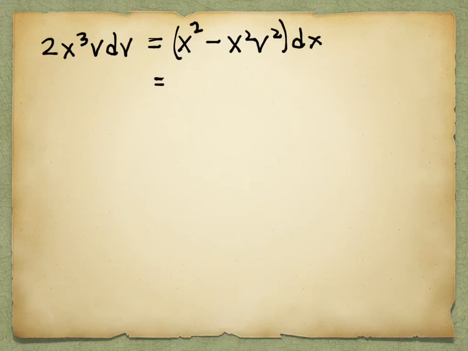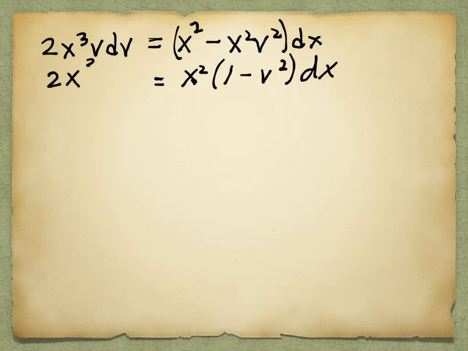I think that square didn't come through when I copied and pasted. What's common to both pieces inside that parenthesis? X squared. So I could pull the x squared out in front. When I factor an x squared out of x squared, that leaves me with 1. When I factor an x squared out of x squared v squared, that leaves me with v squared. The sign in the middle stays. It's negative. And then on the left-hand side, I still have 2x cubed v dv.